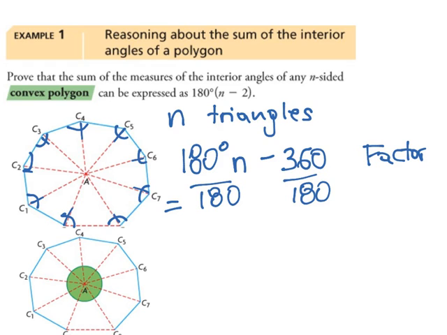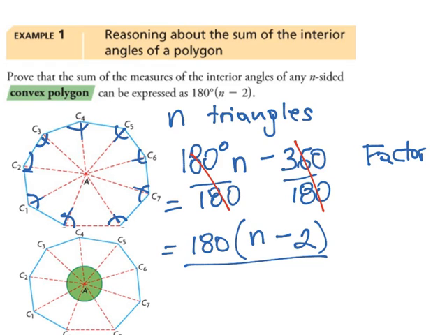This means that 180 as a factor has to be outside the bracket, and then inside the bracket we have to do division. 180n divided by 180 is n. We have only n remaining. And 360 divided by 180 is 2. We have 2 remaining. And voila! Here is what we're looking for. The sum equation for the interior angles of any polygon which is convex. Let's take a look at our next example.